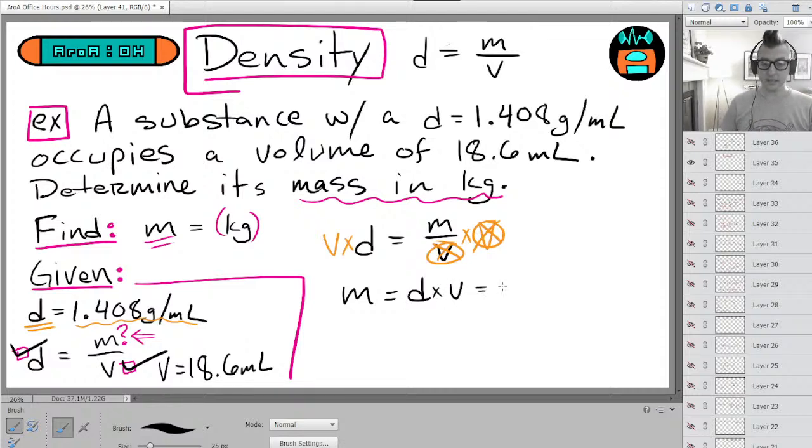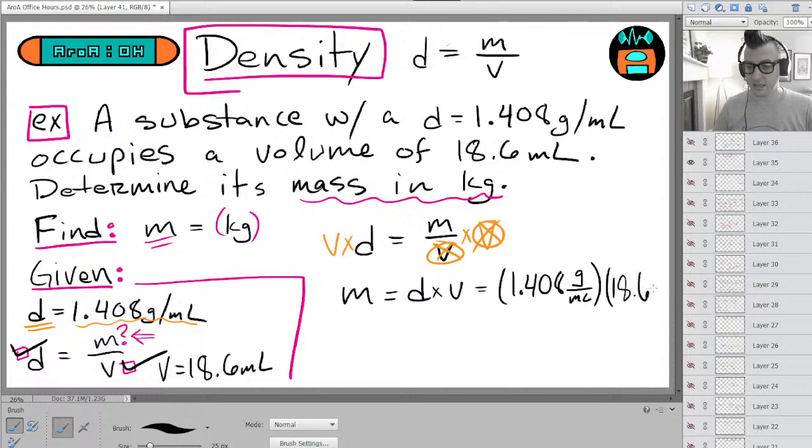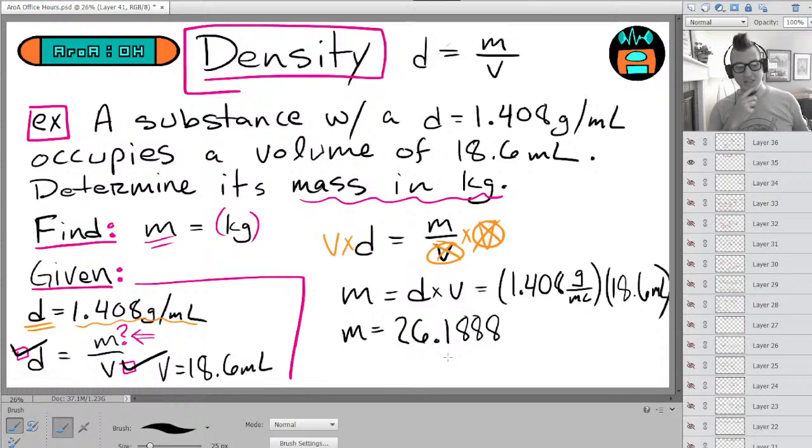And we know both of these. Density is 1.408 grams per milliliter, and our volume is 18.6 milliliters. Crunching our numbers now, 1.408 times 18.6 is 26.188. All right, let's look at the number of sig figs we can keep.